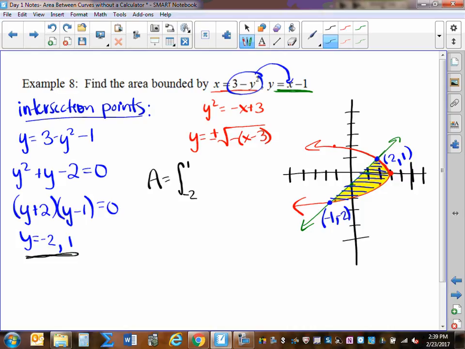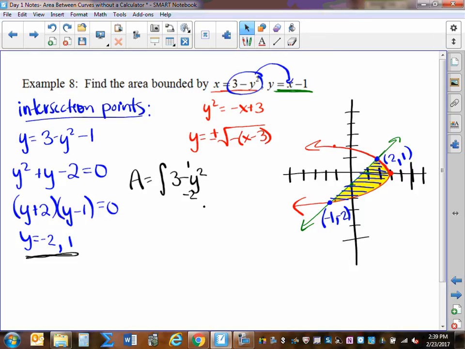So what would be my function I'm using here for my integral? Good, very good, Parker. It's 3 minus y squared. Again, I want it in terms of y. We solved here to be able to graph it, but since I'm doing it with respect to y, I need to see y's in my equation. So this would be 3 minus y squared is my right function, that top function.